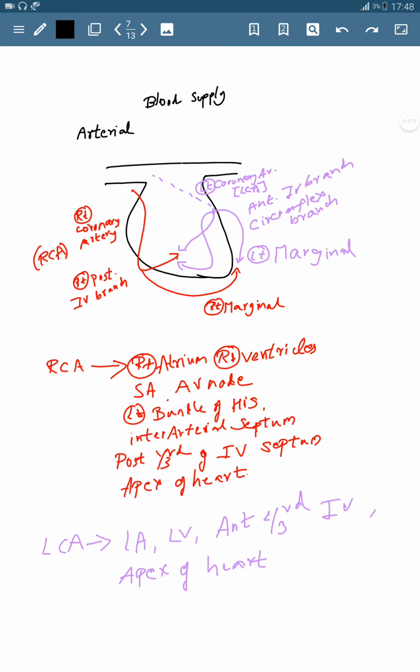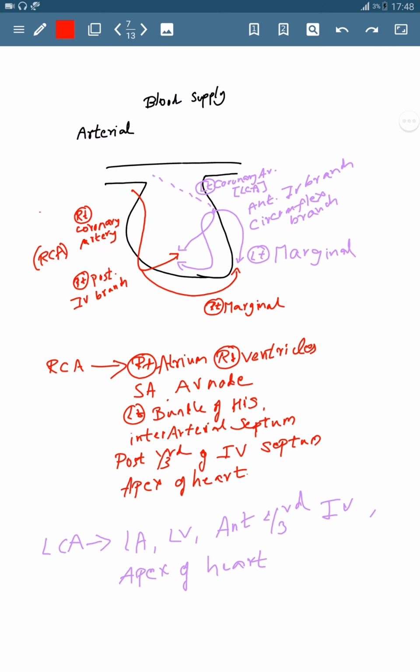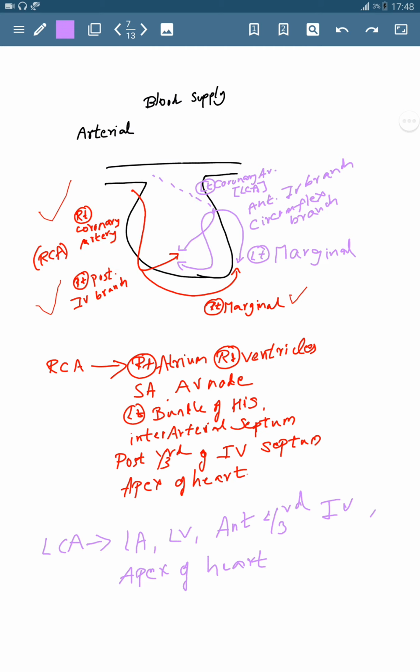Next, the blood supply of the heart. The heart has 2 blood supplies, right coronary artery. The right coronary artery gives 2 branches, right posterior interventricular branch and right marginal branch, and another is left coronary artery which gives 3 branches, anterior interventricular branch, circumflex branch and left marginal branch. There are anastomoses, and we will discuss them in detail.